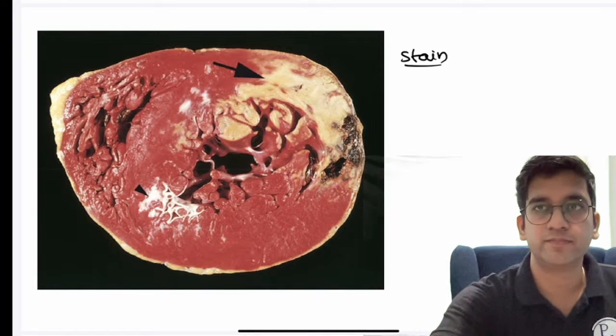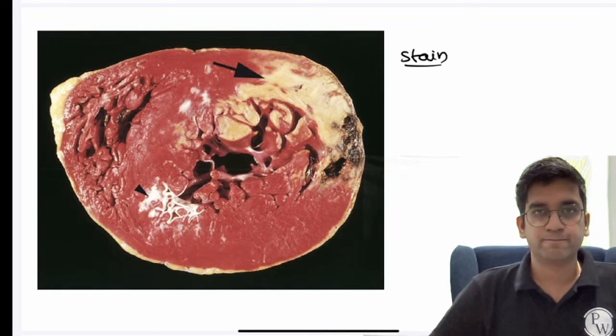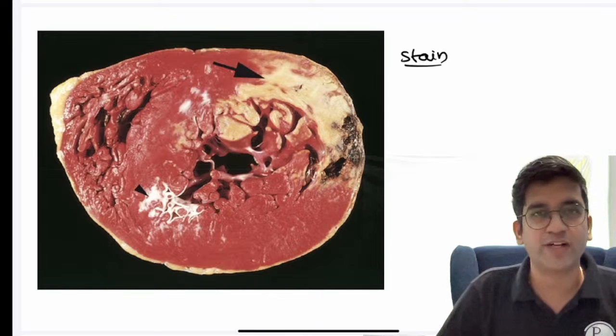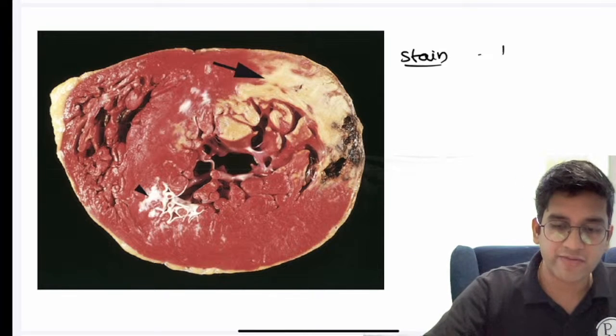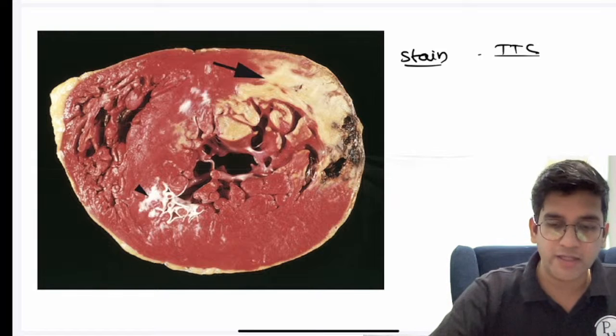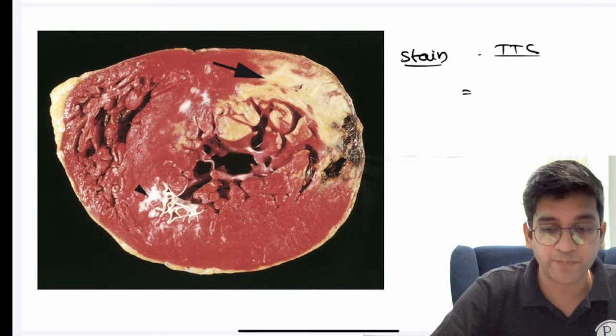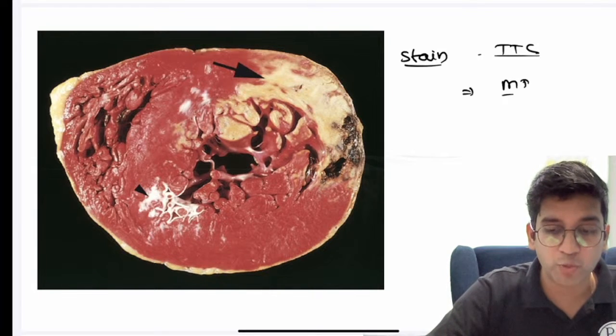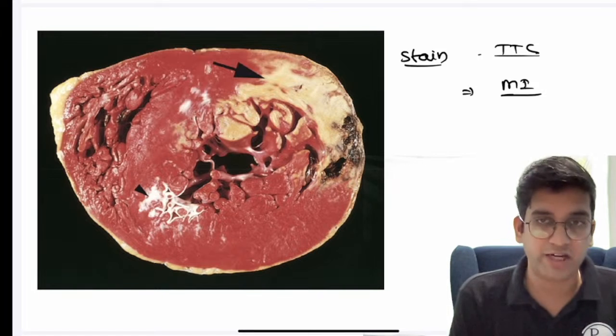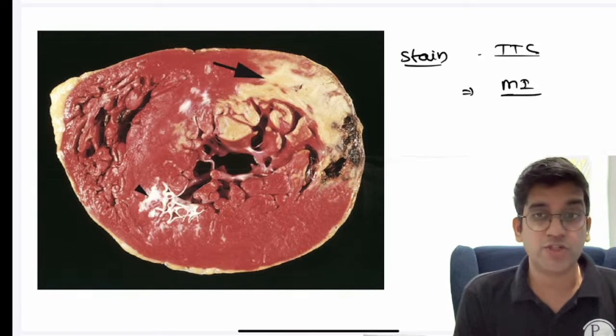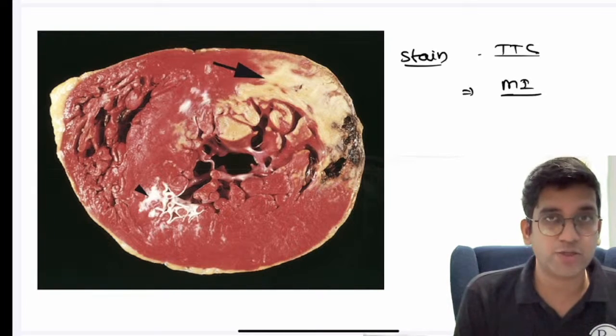Stain used here. Just 3 more images and let's wind up. The stain here is your triphenyl tetrazolium chloride, right? Where do you use this? In which condition? You use this to diagnose the postmortem appearance of a myocardial infarction. TTC is the thing you use. It's not toluidine, it's triphenyl tetrazolium chloride, right?